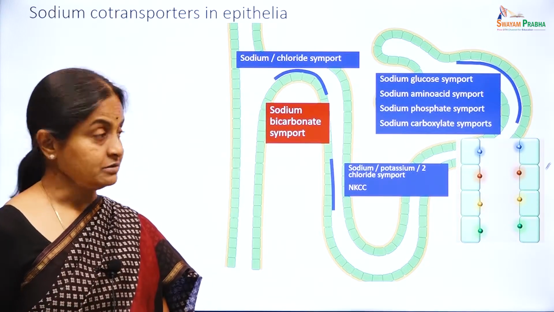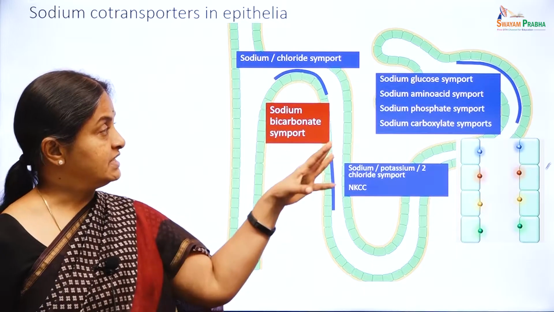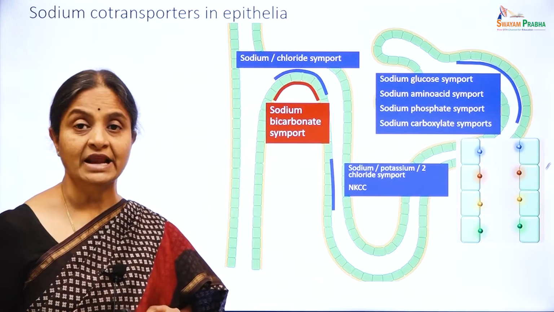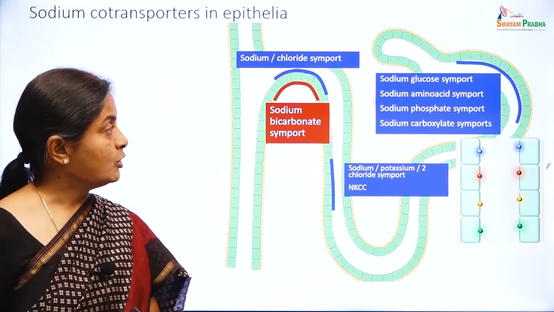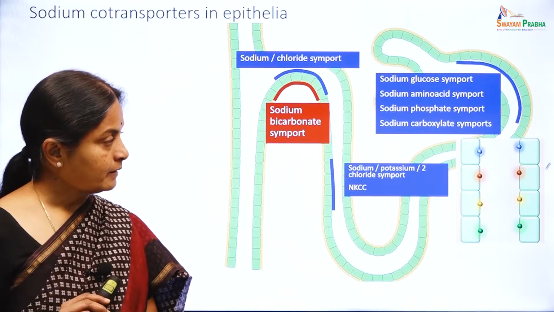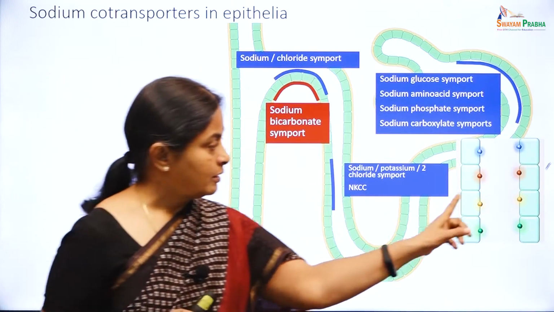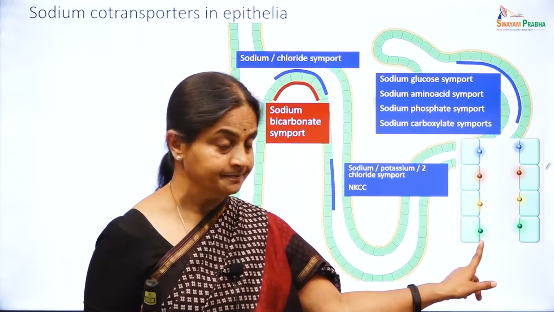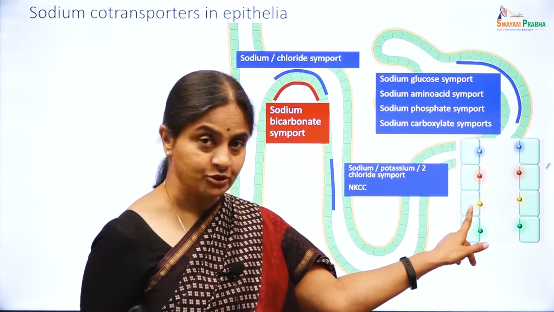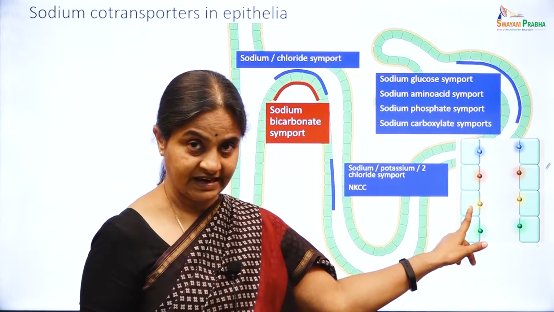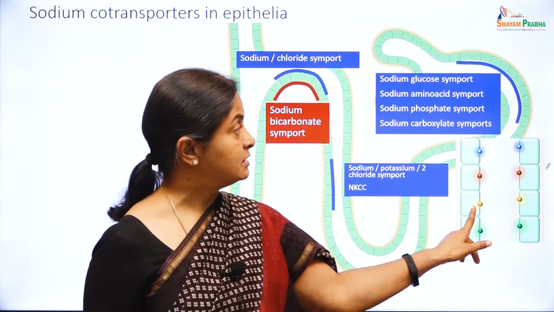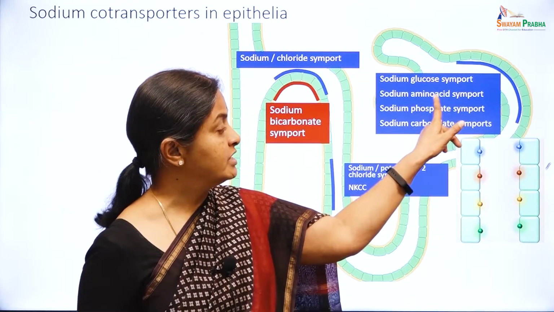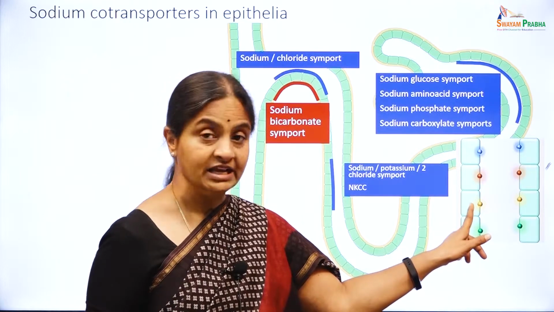The exception to all these is the sodium bicarbonate symport, which is found on the basolateral border of the distal tubule. If the sodium co-transporter is located on the luminal border, sodium will move into the cell, and that is along its gradient, and that energizes transport of a glucose molecule or an amino acid molecule from the lumen into the cell.